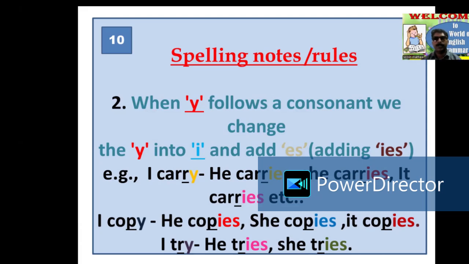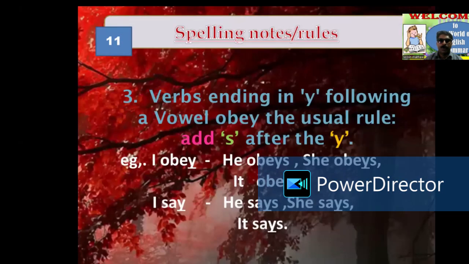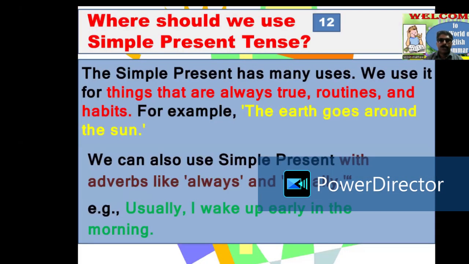Then all the students answer to the teacher, yes, sir, we copy. Did you finish copying? All the students reply to the teacher, yes, sir, we finished copying. Then let us move to the next slide. Where should we use simple present tense?